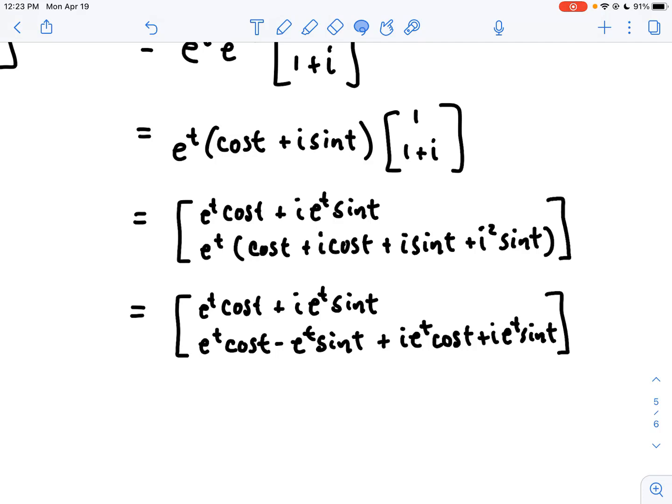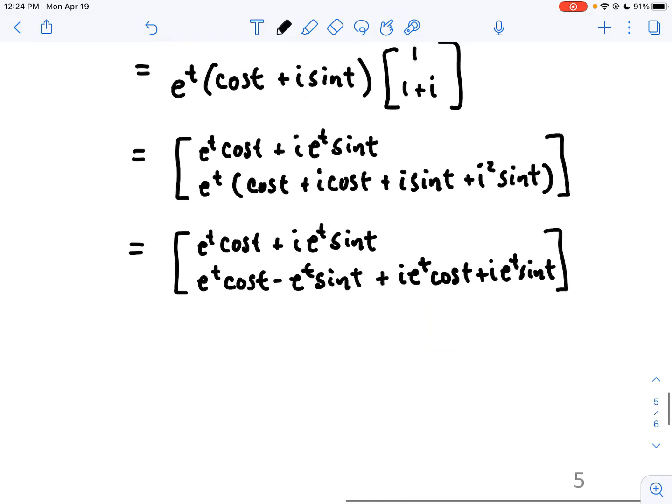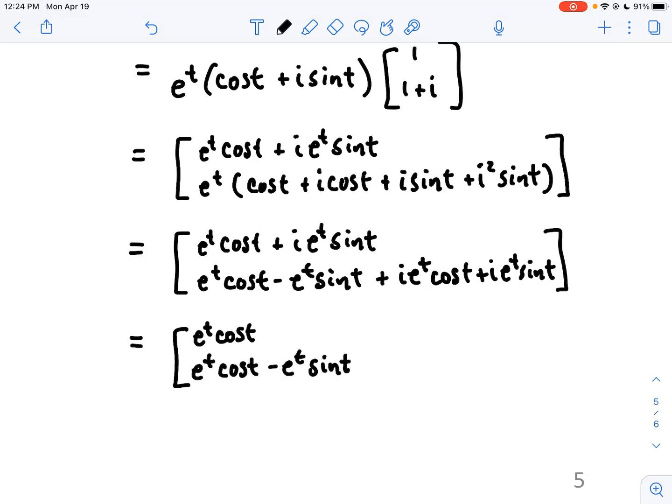And now I'm ready to pull these back apart in such a way that all the non-i parts go in one vector, and all the i parts, these components that involve i, will go in a separate vector, and then the i will be factored out. So it's going to look like the following. The first vector is going to be e to the t cosine t, and then the second component will be e to the t cosine t minus e to the t sine t. You can kind of see why I was tempted to leave all the e to the t's factored out so I don't have to keep writing it, but it is what it is at this point.